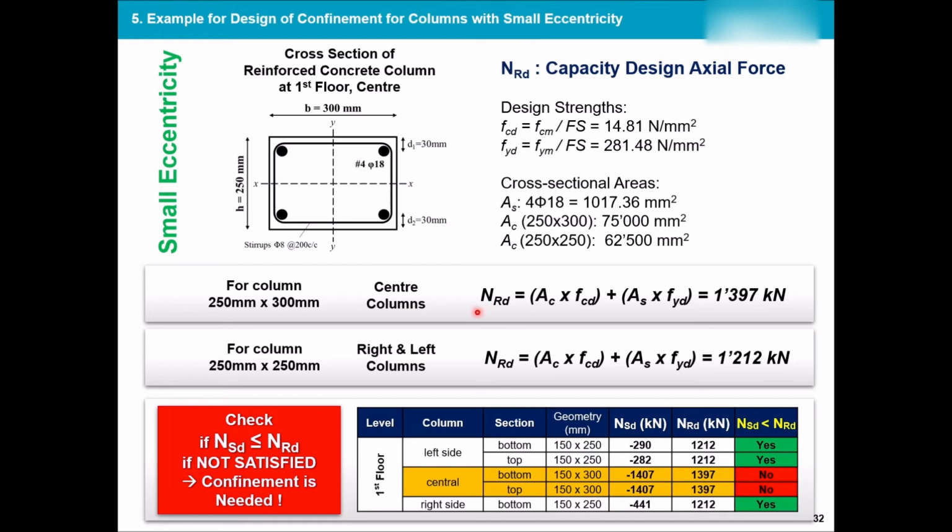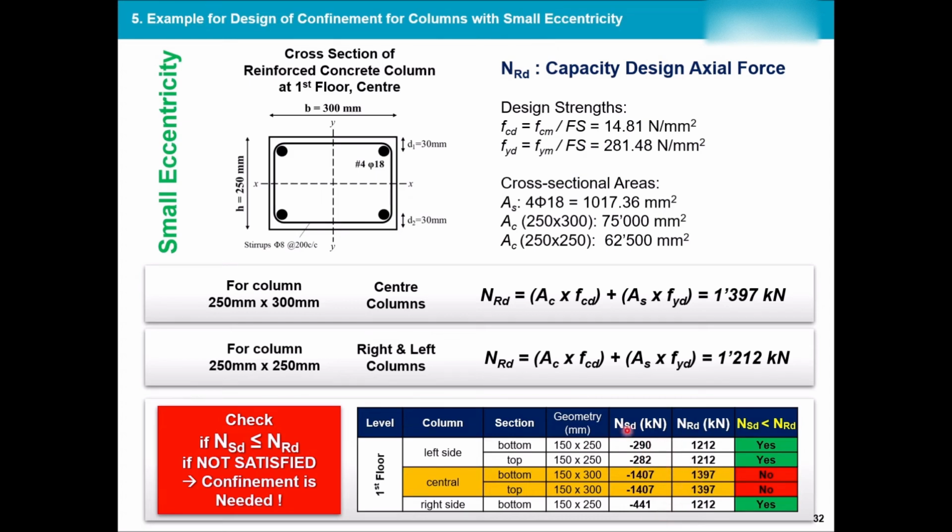And I calculated the NRD for the center column, left and right. These are the values, I just put them over here. I am still concentrating only on the center column because the other two were having large eccentricity.